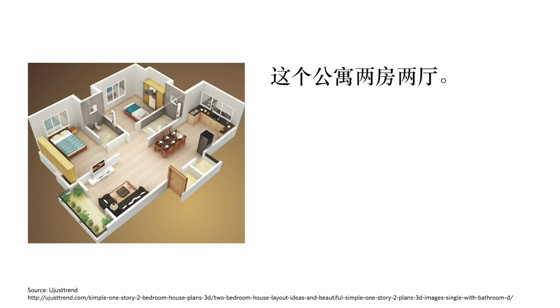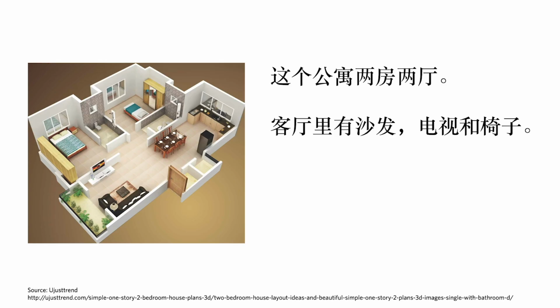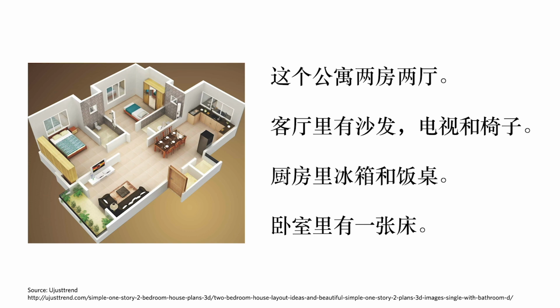这个公寓2房2厅，客厅里有沙发、电视和椅子，厨房里有冰箱和饭桌，卧室里有一张床。这个公寓很漂亮。Okay, that's the end of today's video.